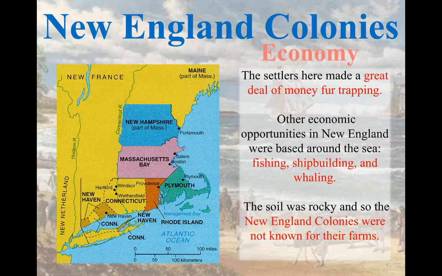New England colonies. On your sheet, you're going to turn to the graphic organizer. You're going to record some of the key points under economy. The settlers here made a great deal of money by fur trapping. Other economic opportunities in New England were based around the sea. So fishing, shipbuilding, and whaling made them a lot of money for trade. The soil was rocky, and so the New England colonies were not known for their farms. So they didn't make a whole lot of money out of farming.